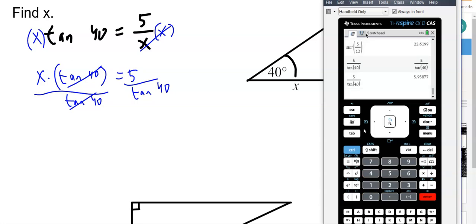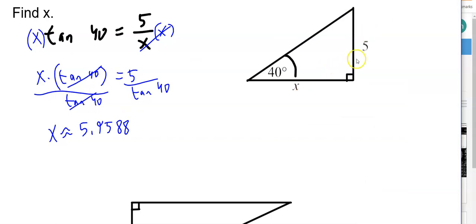And again, you want to hit Control Enter. So you get x is approximately equal to 5.9588. I round it off to 4 decimal places. Does the answer make sense in the context? It looks a little longer than 5, so 5.95 seems reasonable. I'm not sure if it's exactly a 40-degree angle, but that seems like a reasonable answer, so I'm pretty happy with that.